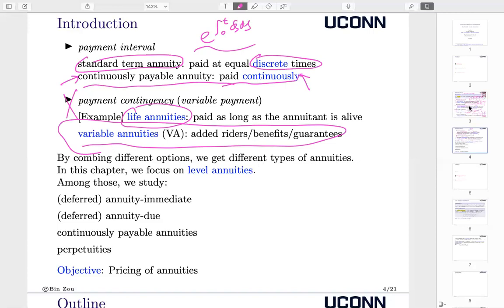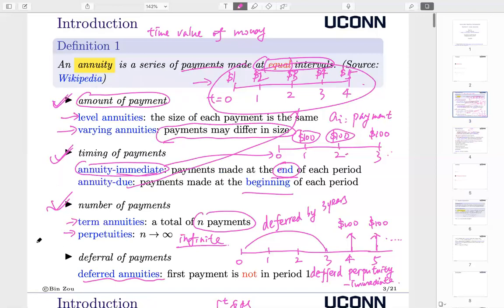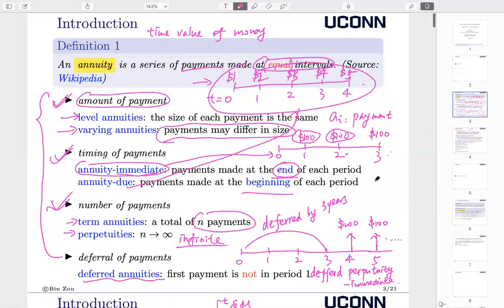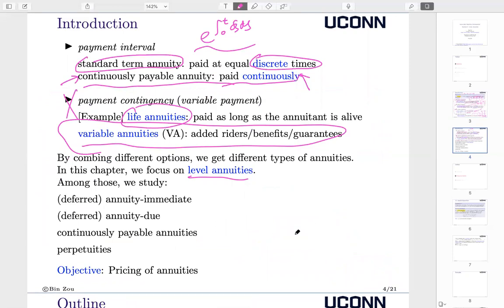So to us, the most important things are those four. Please focus on those four. The next two, let's ignore. As already mentioned, by combining different options, we get different types of annuities. Here we focus on level annuities, which means if I go back to the first criterion, we only consider this. But still, we have 2, 3, and 4. We can mix them up. It can be immediate, or it can be due. It can be term annuities, or perpetuities, or it can be deferred by a certain amount of time. So we will do the pricing for all of them. And technically speaking, if you understand one, you should be able to understand the rest.